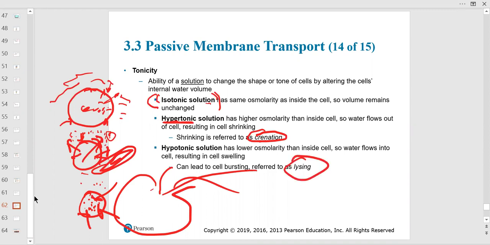So again, you can memorize: in a hypertonic solution, the cell is going to shrink and crenate like this. And you'll see a picture coming up. Now, if the outside is hypotonic, then all the fluid is going to go inside the cell. And the cell is going to swell and it's going to burst. And that's lysing, hydrolysis, or water bursting.